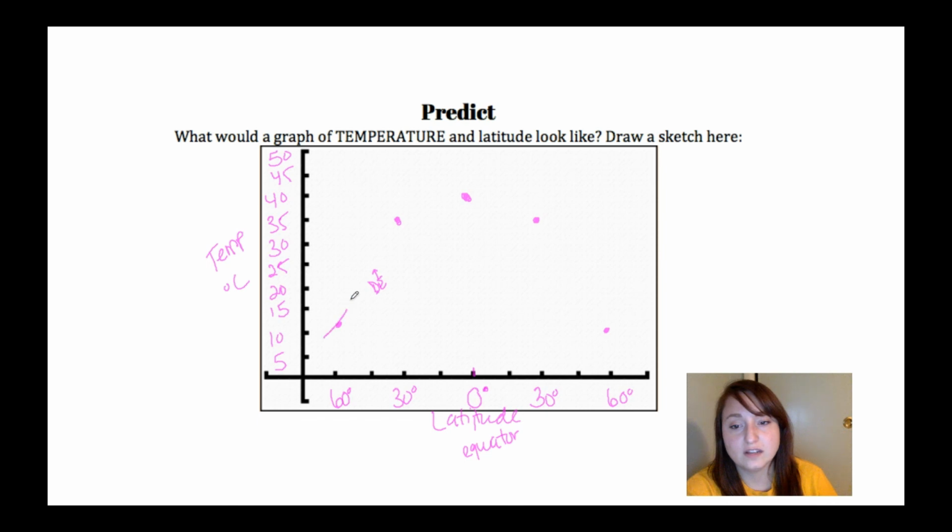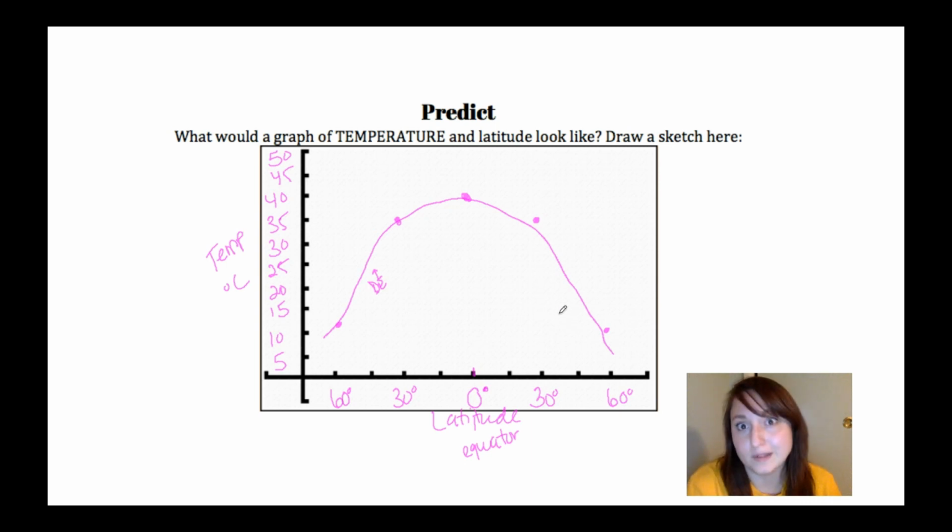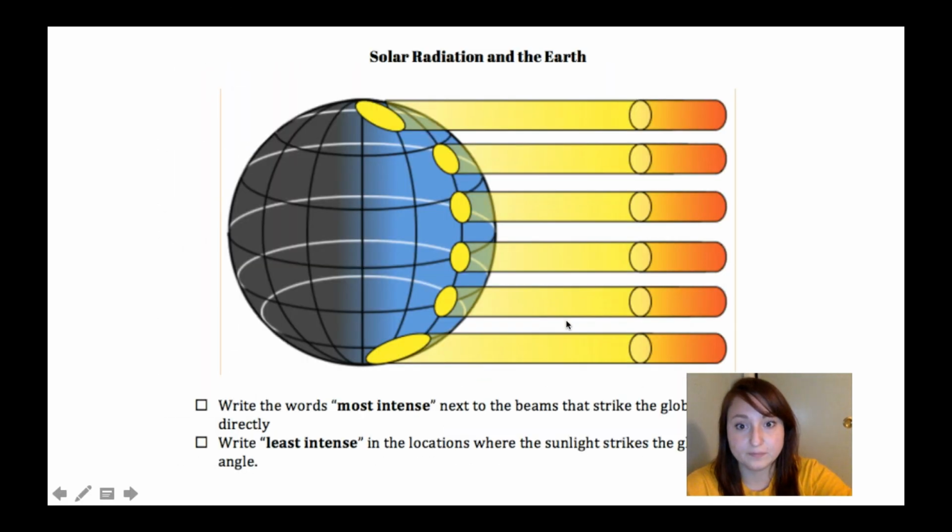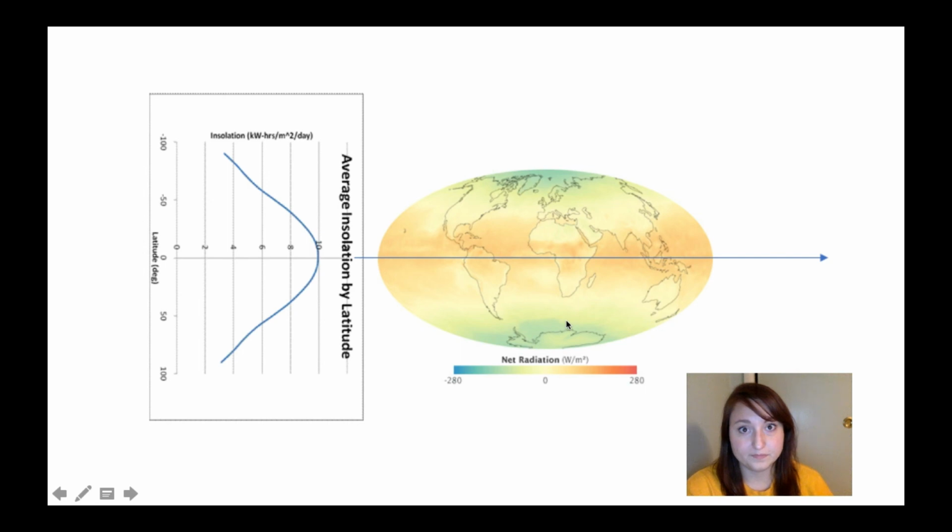So if we draw some lines here, connect this graph, and this is a little bit wonky, but that's okay. We're just predicting here and making a guess at our relationship. But our relationship should be something like this. It should be highest at the equator, and temperature decreases towards the poles. And it should have a very similar relationship to our light relationship here.